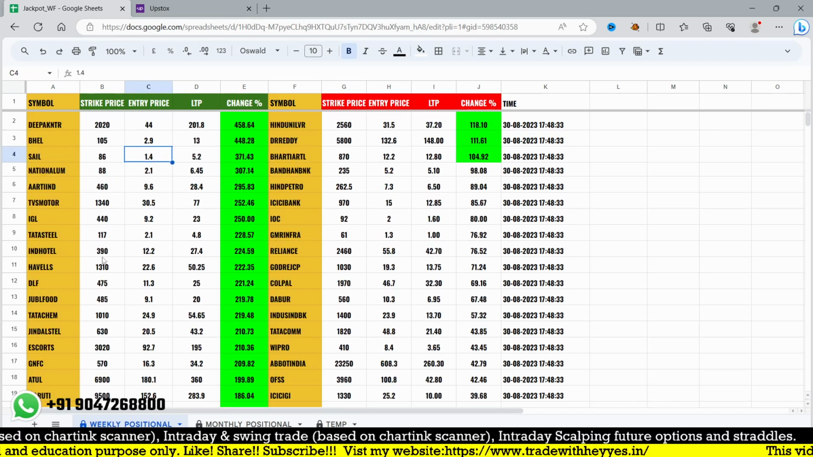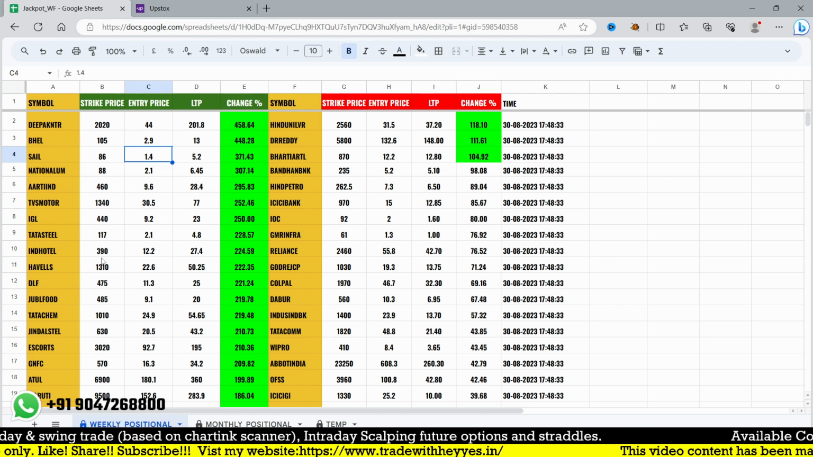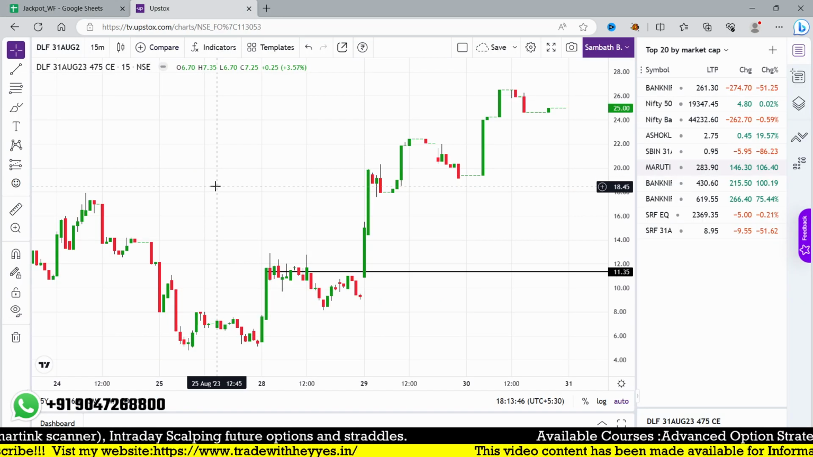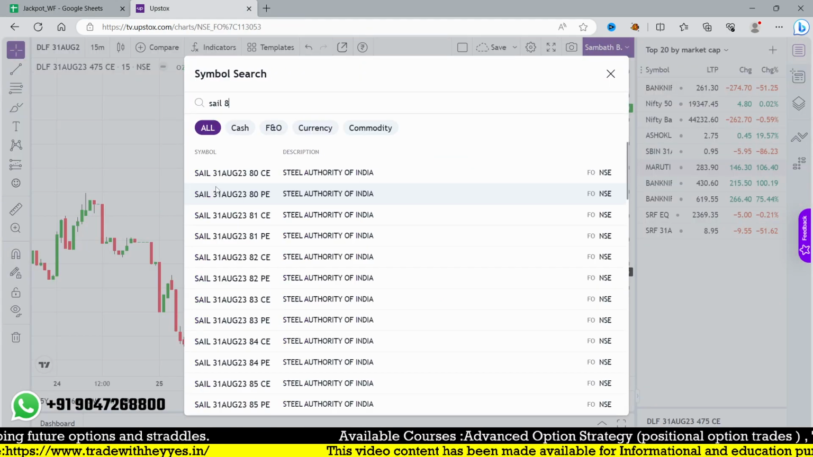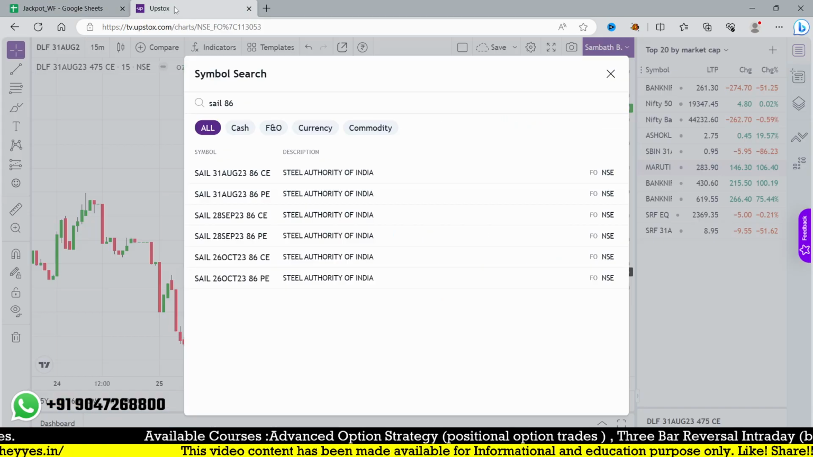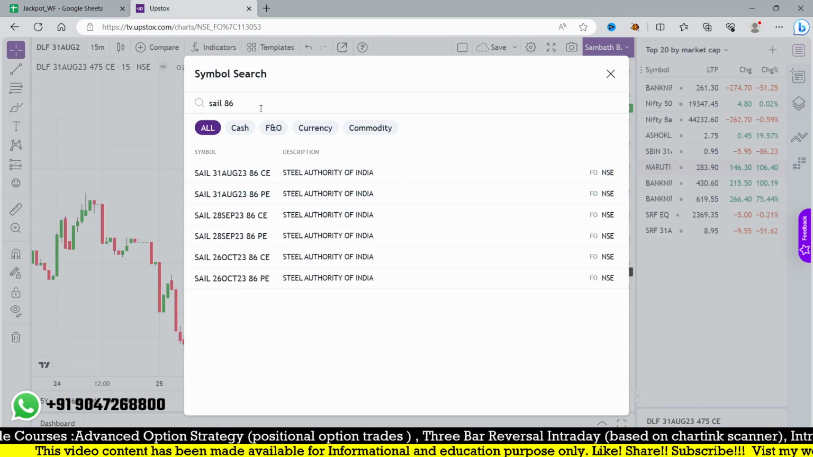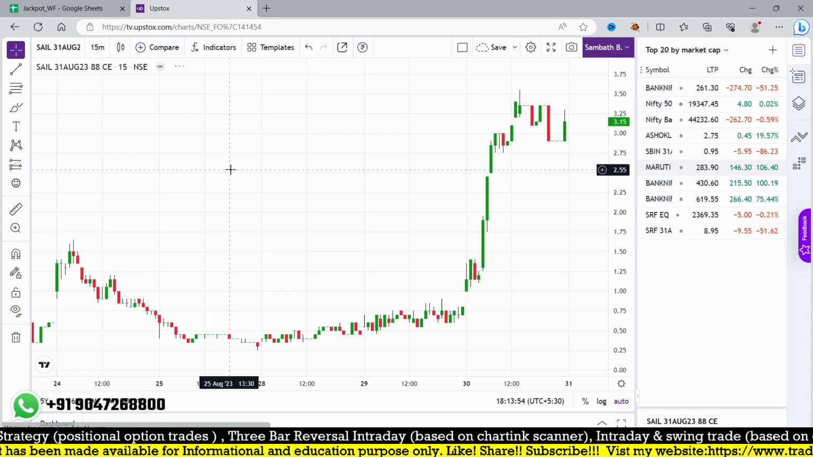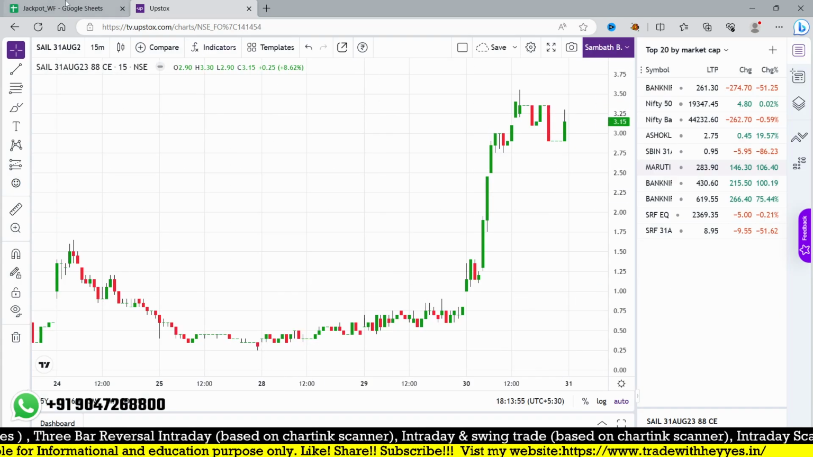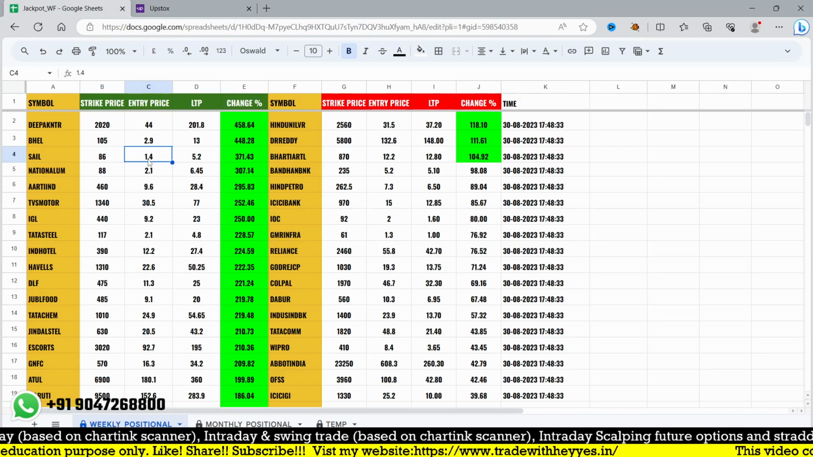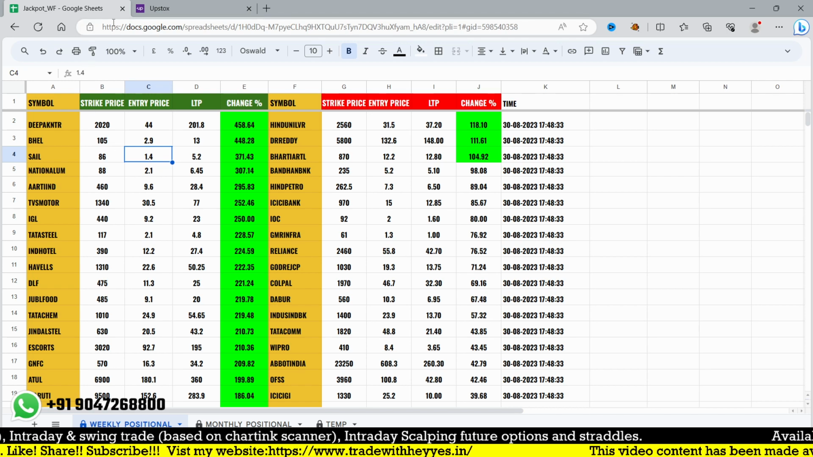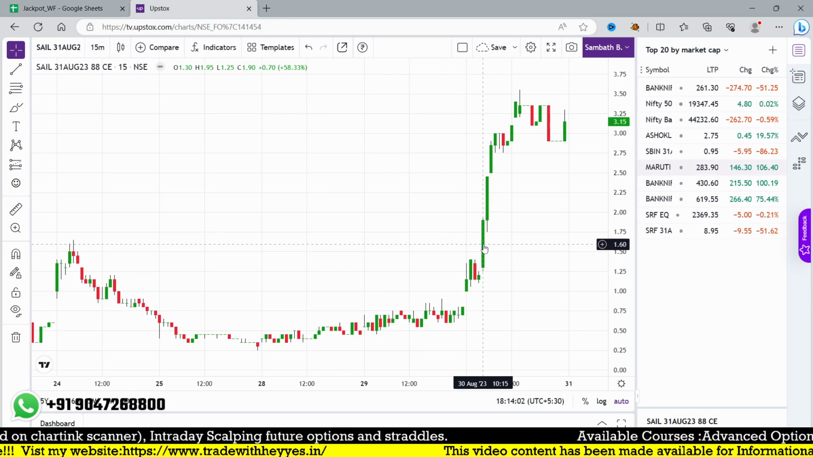So look at the sale. Today I saw around the same price, SAIL 86 or 88. I just saw that in the morning. I think it is not active. Yeah, you can see. What is our entry point? 1.4 is our entry point on a weekly basis. SAIL 1.4. You can see here in the morning.